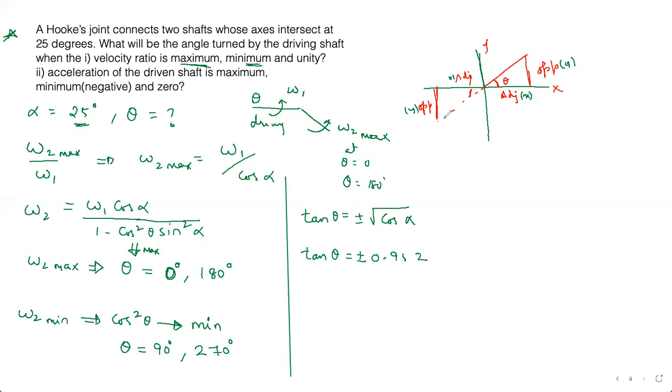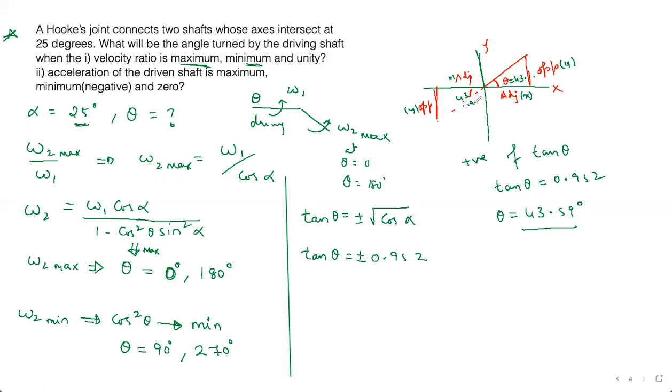Okay. So let's see for positive. First, I'm going to check for positive values of tan theta. So first, tan theta is equal to 0.952. It's a positive value, right? So theta is tan inverse. So let's do tan inverse 0.952, which will give you 43.59 degrees. So theta is equal to 43.59 degrees. So here I got theta is equal to 43.59, right? Here also it is 43.59.